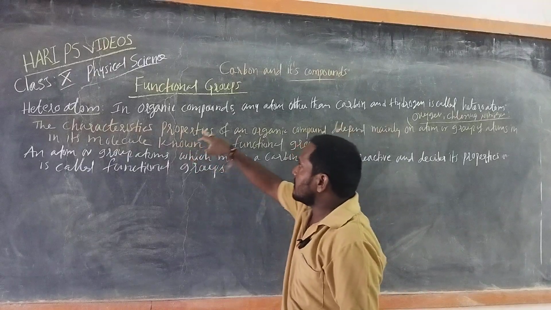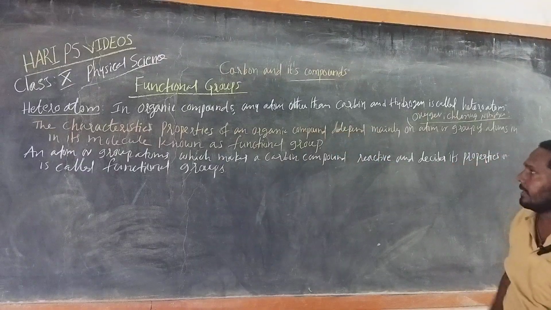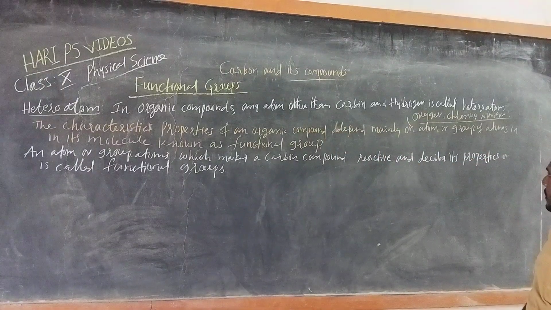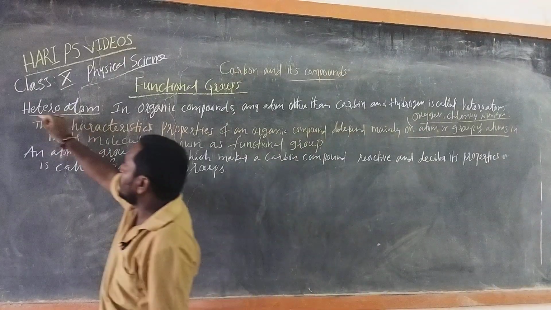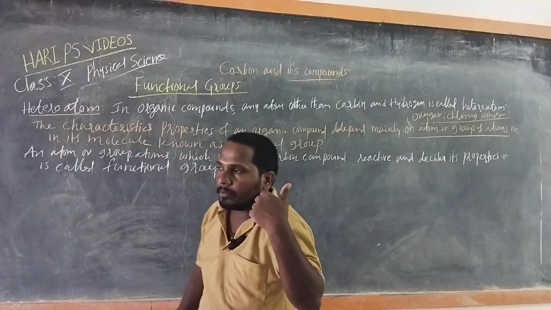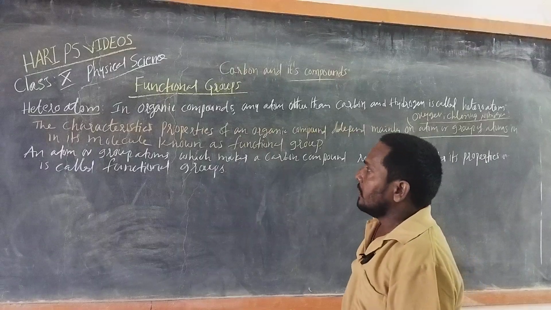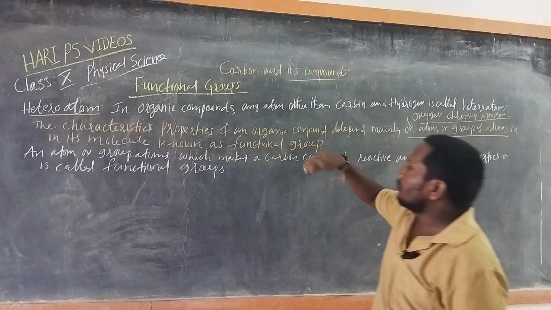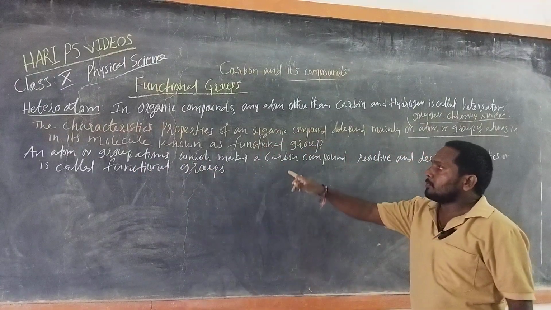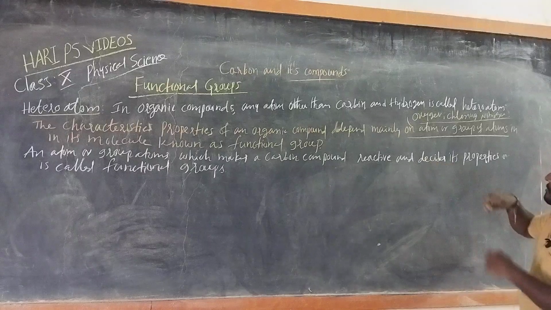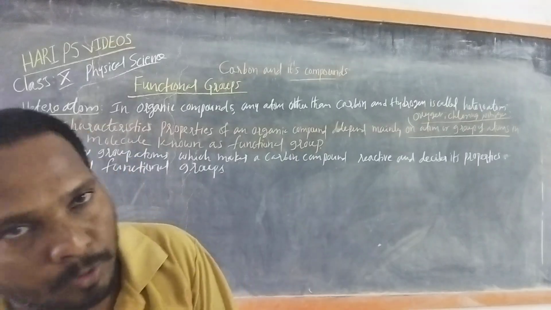The characteristic properties of an organic compound depend mainly on one atom or group of atoms, which is nothing but the heteroatom, meaning except carbon and hydrogen. In a molecule, it is known as a functional group: an atom or group of atoms which makes a carbon compound reactive and decides its property is called a functional group.